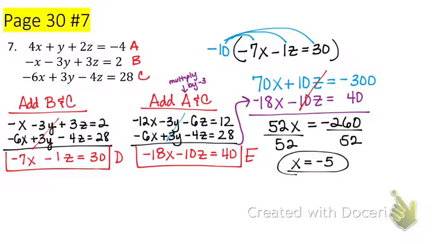So now what are we going to do? So now we're going to go to either equation D or E and find z. So D, I heard somebody say D. So I'm going to look at equation D. So equation D says negative 7. So we figured out that x is negative 5. And then minus 1z equals 30. Go ahead and solve that for z.